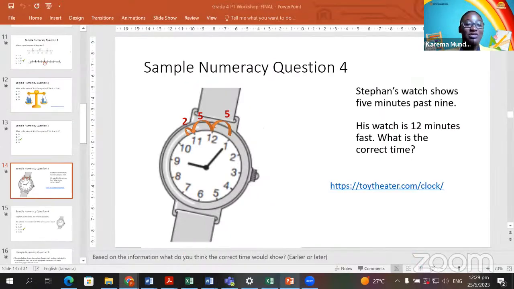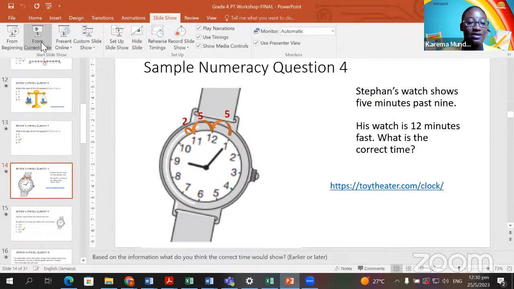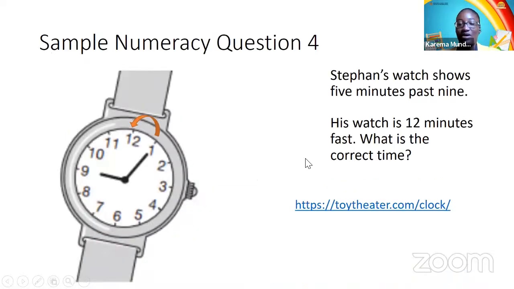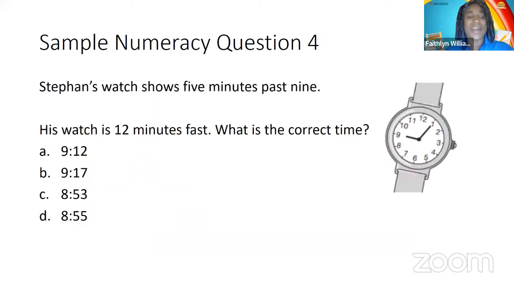So we jump now to our final question for the numeracy part, which is a question to take us down smoothly. All right, let us go. You're seeing my screen, right? Yes, I am. And so the answer is revealed.